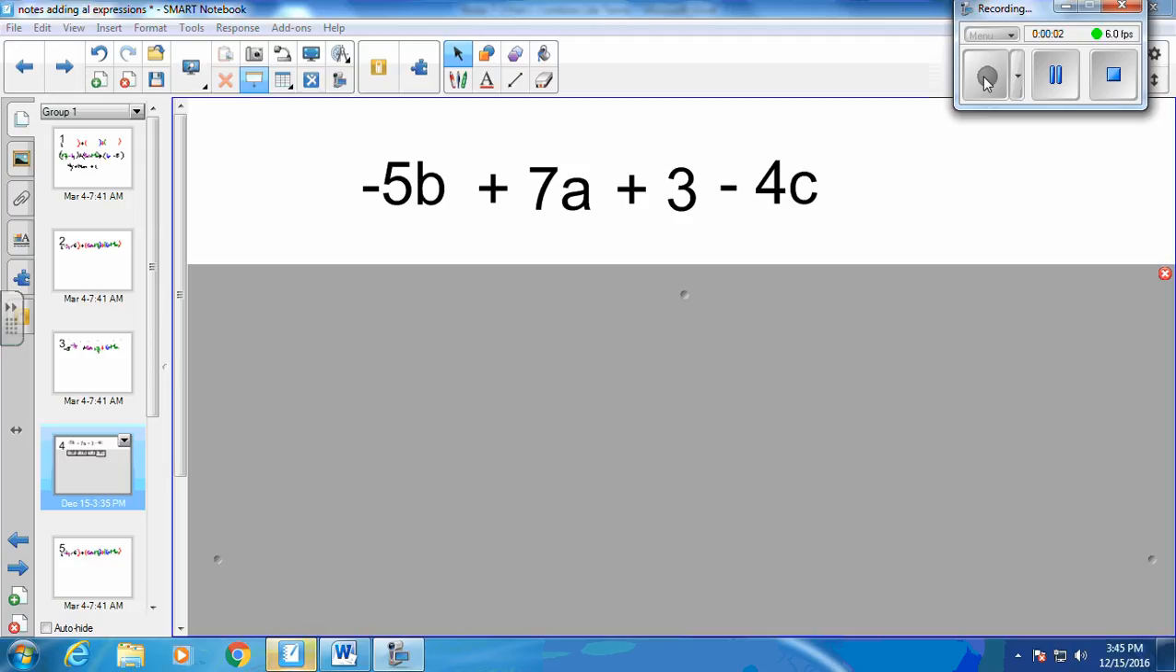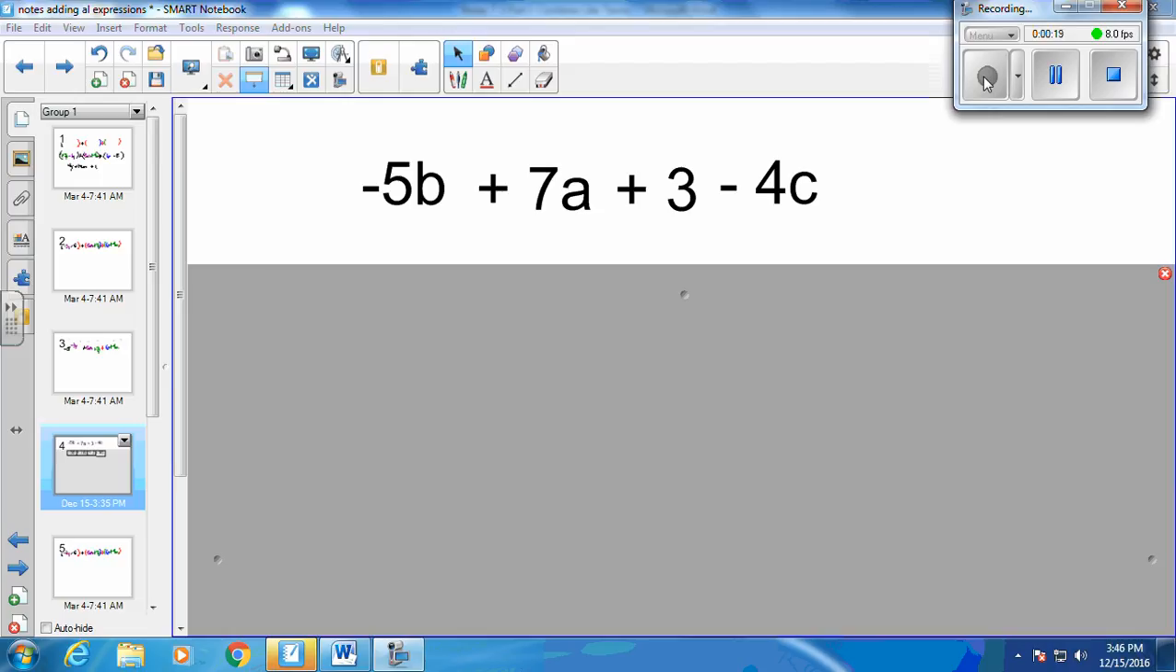Hello, I apologize that I'm using the Smart Notebook Recorder again. Screencastify is having a slight issue right now, not responding, so this is what we're going to have to go with. We are looking at the notes for Combined Like Terms 7-3 Part 1.